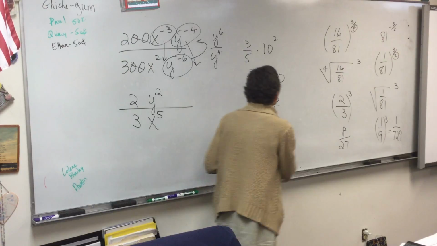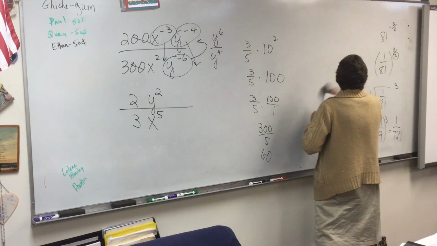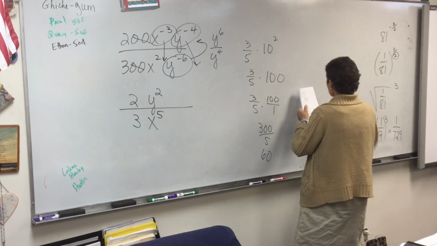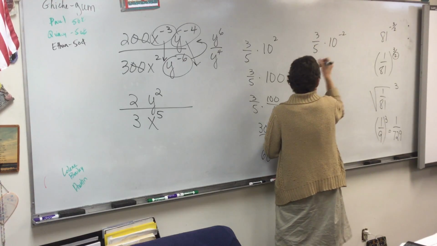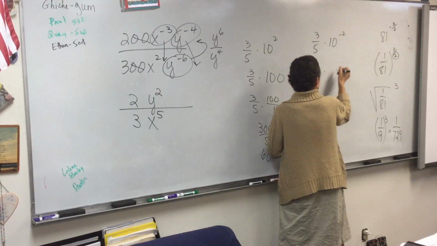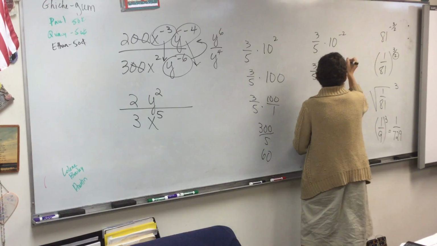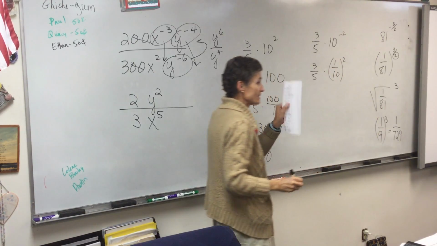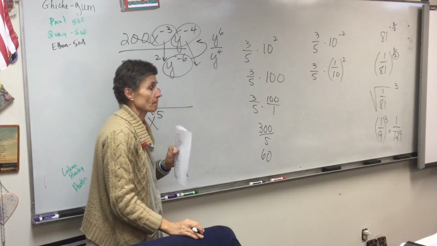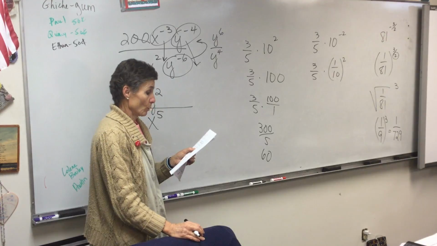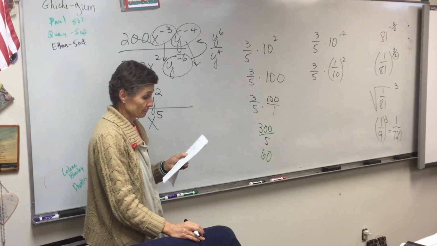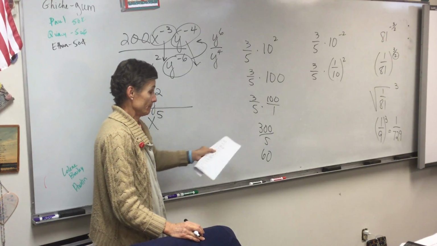How about the next one? 3/5 times 10 to the negative 2nd. That gets flipped. Does the 3/5 get flipped? No. Only the 10 gets flipped. Wait, why did you flip the 10? Because it has a negative exponent. We're on problem 18. Oh, I was looking at 17. We already did it.